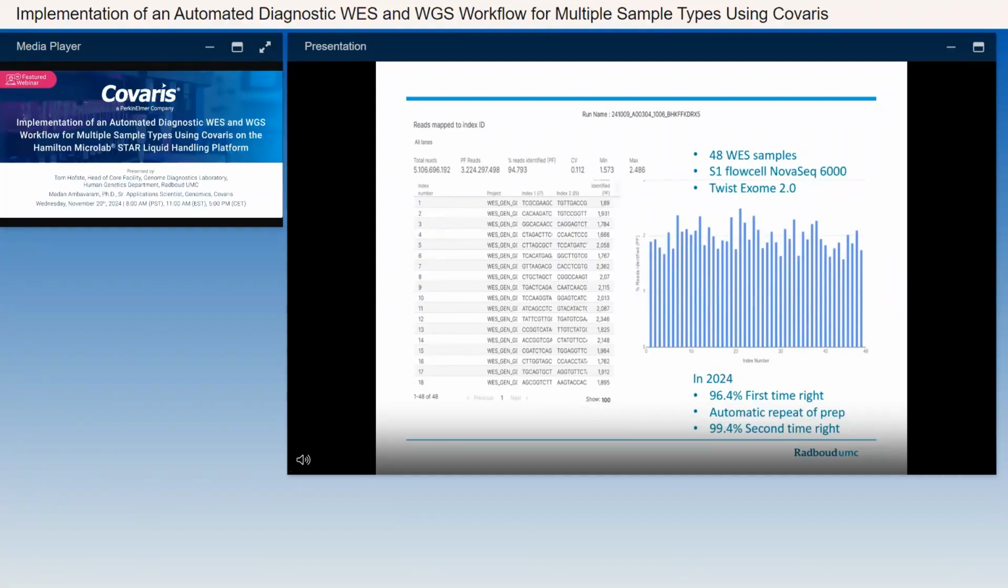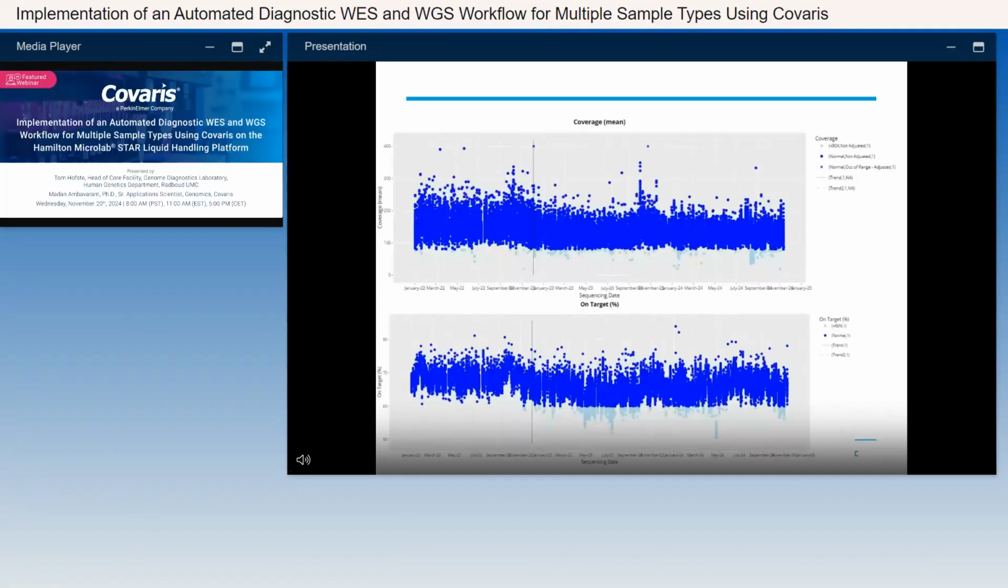If we focus a little bit more on the results, on the sequencing metrics, you see here in the upper graph the mean coverage of all the samples. The dark blues are fine. We aim for 80x coverage for the samples. The light blue samples are below, and they need to be repeated for prep and sequencing. Below you see the on-target percentage. We are around 65% on-target.